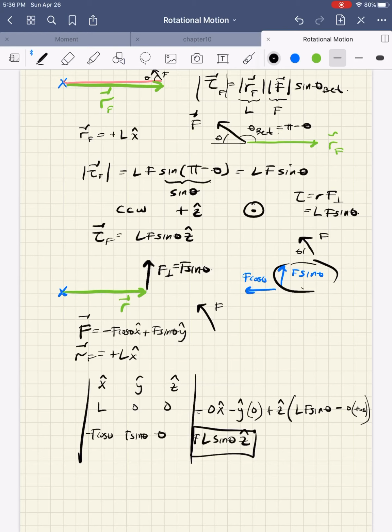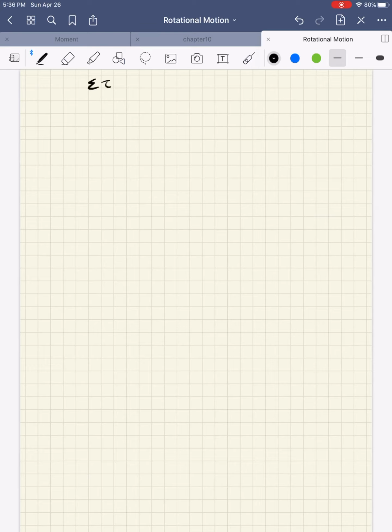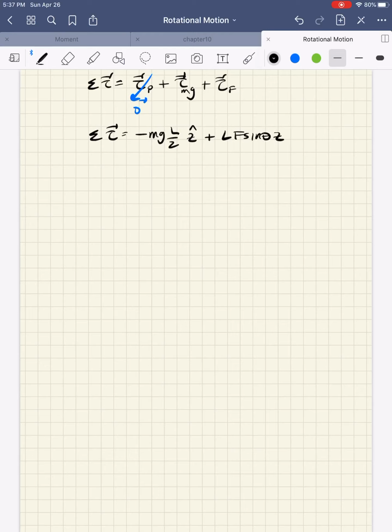So I don't know how comfortable you guys are with that stuff, but sometimes that's easier to do. Well, anyhow, going back to the net torque acting on the system, remember we had the torque from the pinning force plus the torque from gravity plus the torque from F. And so remember we found this to be 0. So to find the net torque acting on the system, we would then be saying, well, what was the torque from gravity? And that was minus mg L over 2 z hat, plus the torque from the F force, plus LF sine theta z hat.